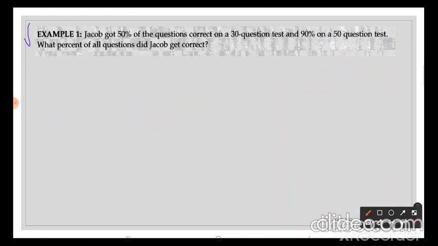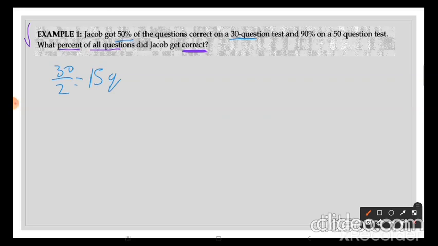Jacob got 50% of the questions correct on a 30 question test and 90% correct on a 50 question test. What percent of all questions did Jacob get correct? Let's find firstly how many questions he answered correct on the first test. And this one is easy because it's 50%, it's half, right? Half of a 30 question. So divided by 2, 15 questions were correct. 15 questions were not correct.